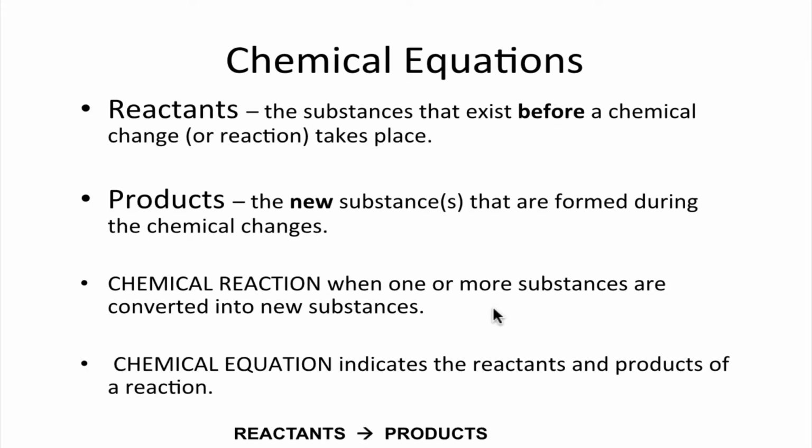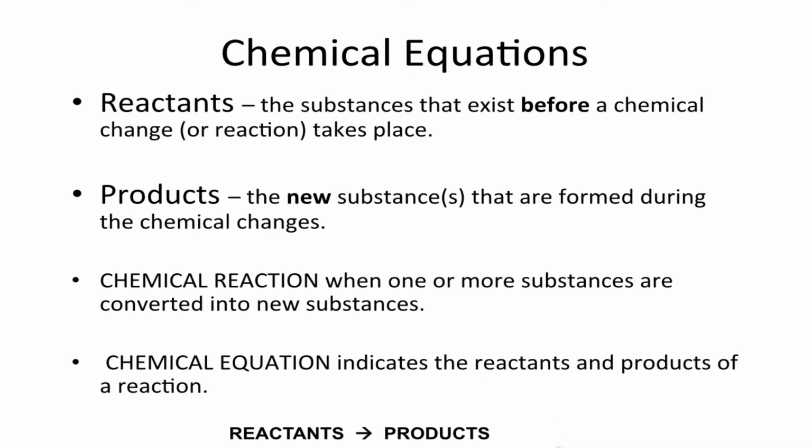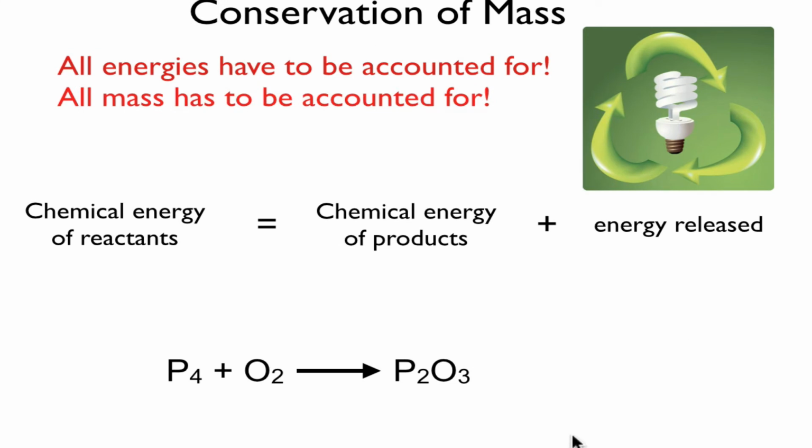On this page you can write down the definitions of different things, what the reactants are, products, what a chemical reaction is, and what a chemical equation is. So you can pause the video and write those things down. When we're balancing chemical equations, we have to think about the conservation of energy, or the law of conservation of energy, and then we also have the law of conservation of mass.